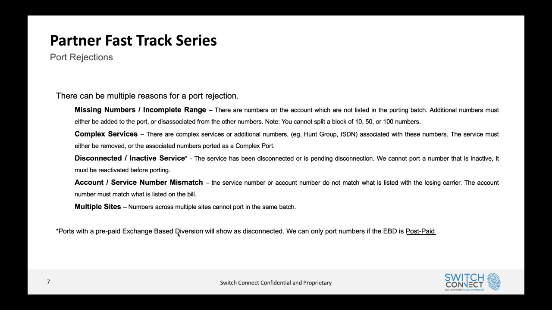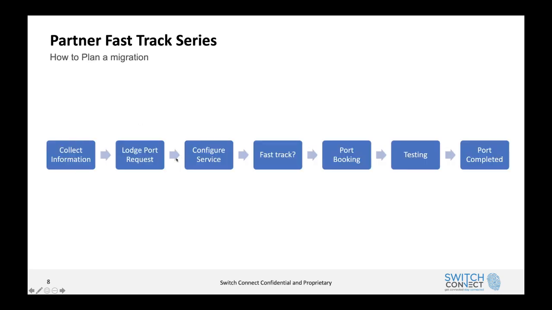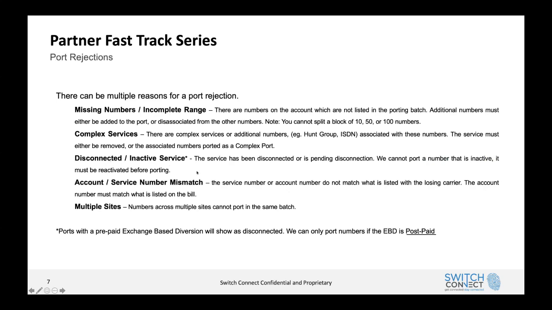If a customer has done an exchange-based diversion as a prepaid diversion, you can't port the numbers. It will show up as disconnected every single time. What you'll need to do is get them to contact their losing carrier, get them to change it over to a postpaid diversion, and then you'll be able to port it. So that's a quite common one that will come up. There'll be exchange-based diversion numbers, and they'll appear as disconnected, but all it is is that they've got a prepaid exchange-based diversion on.